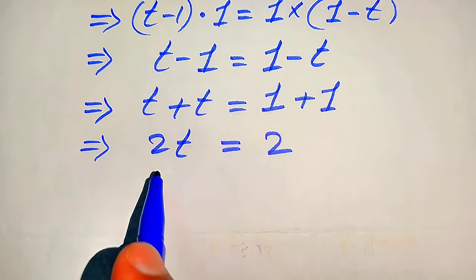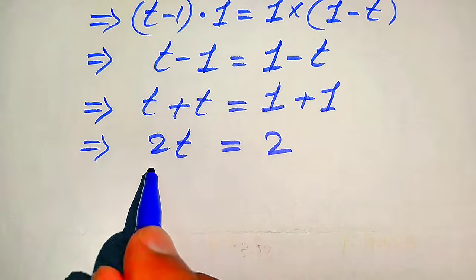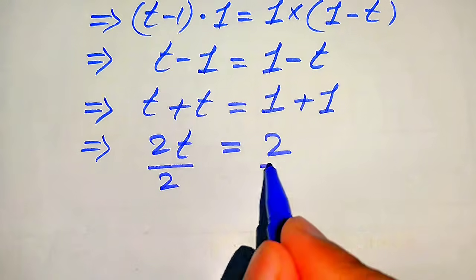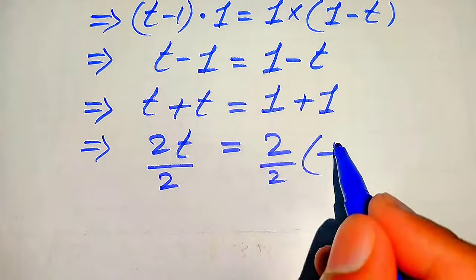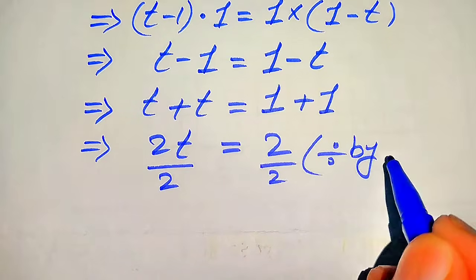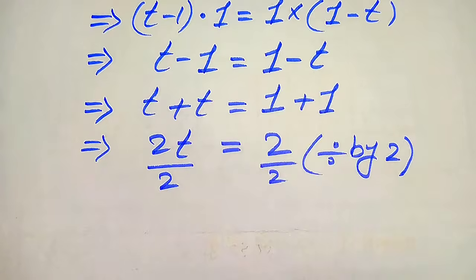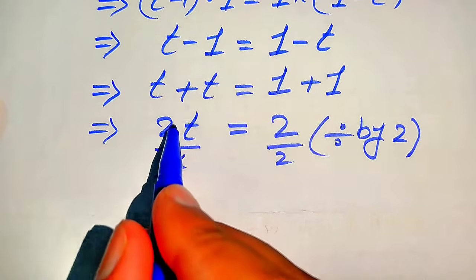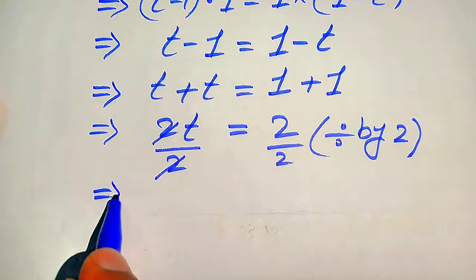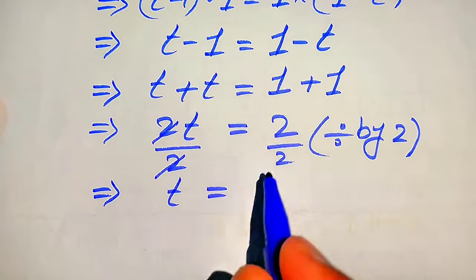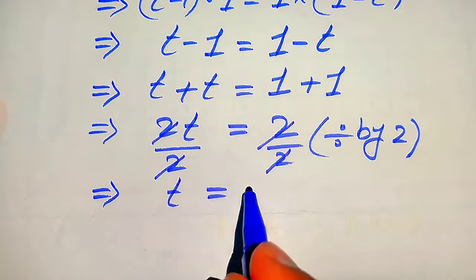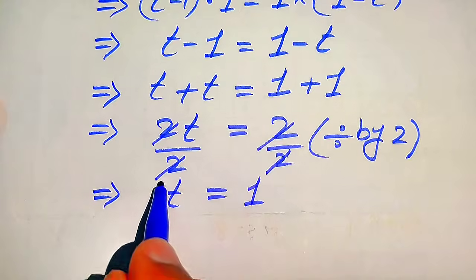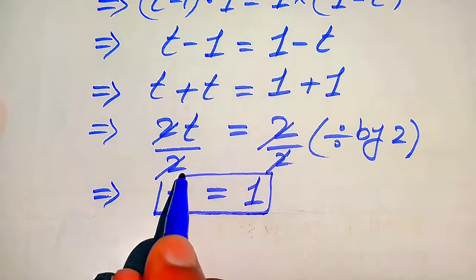For this we need to remove this 2 from the left hand side. For this we will divide both of the sides by 2. So here we write that we divide both of the sides by 2. You see here, this 2 is cancelled out by this 2, and we get here t is equal to, this 2 is cancelled out by this 2, and we get 1. So this shows that the value of t is equal to 1.